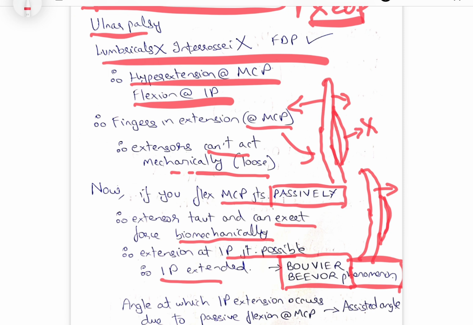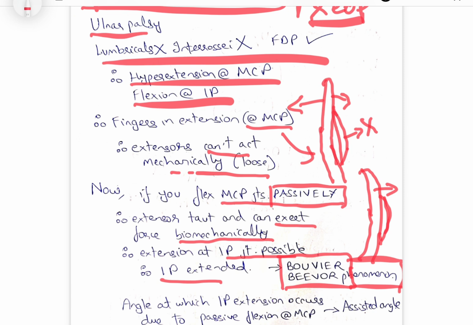Okay, so normally what is happening is there is hyperextension at the MCP joint in the finger. At the MCP joint hyperextension is there, due to which the extensors are not able to exert the biomechanical force which can extend the IP joint. Am I making sense? So what do you do? You flex the MCP joint passively, which causes the extensor mechanism to become strong, which causes the extensors to become taut.